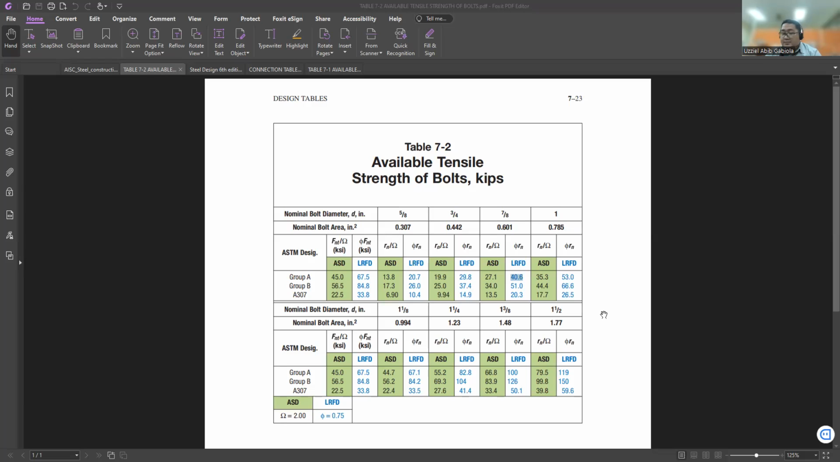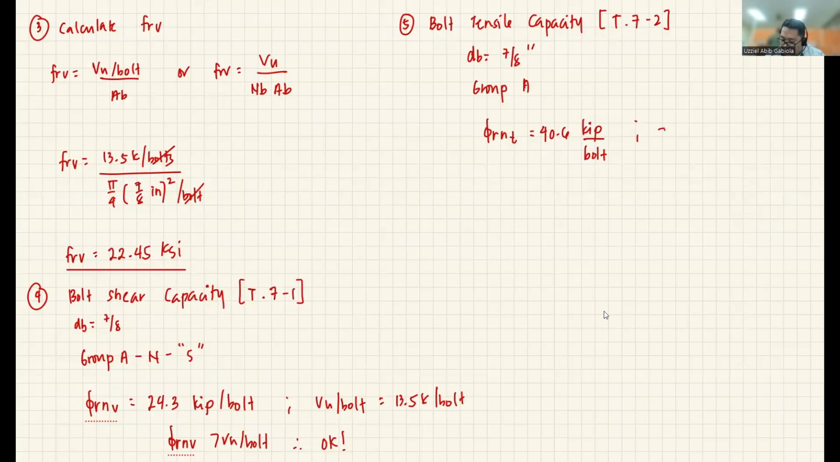Balik lang natin dito. So, ito yung capacity na nakuha natin. So, ang ating TU per bolt is equal to 18 kips per bolt. Okay? So, since yung phi RNT natin is greater than doon sa TU per bolt, ibig sabihin, yung capacity natin in tension is greater than doon sa applied loading natin, it means kayang-kaya suportahan yung tension load natin, yung connection natin. So therefore, this is okay.